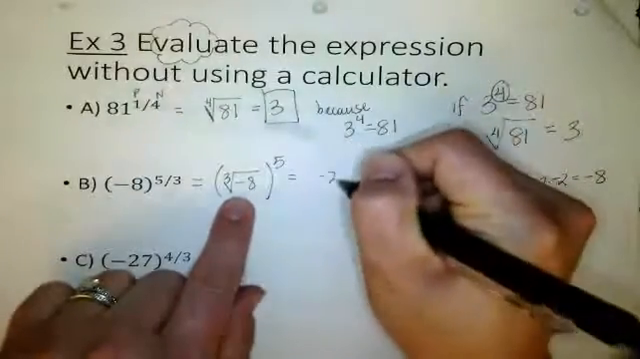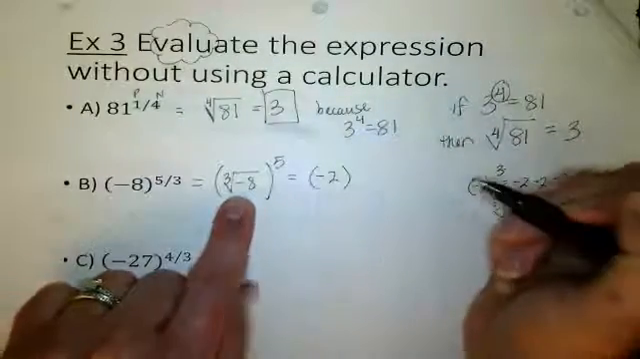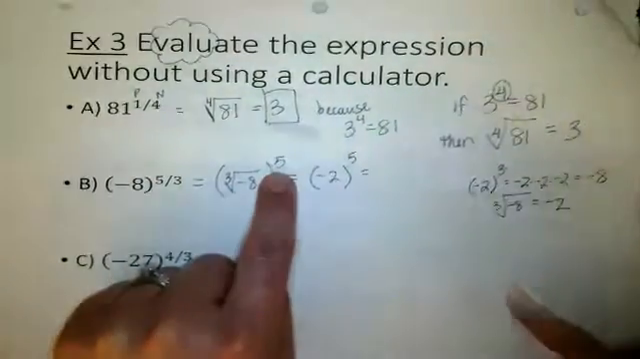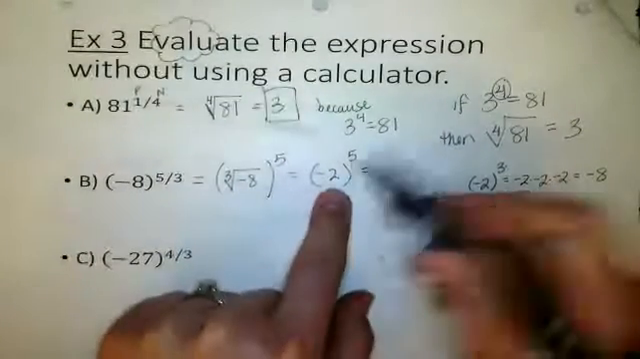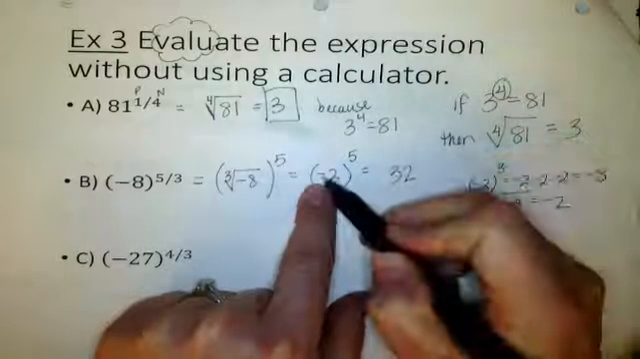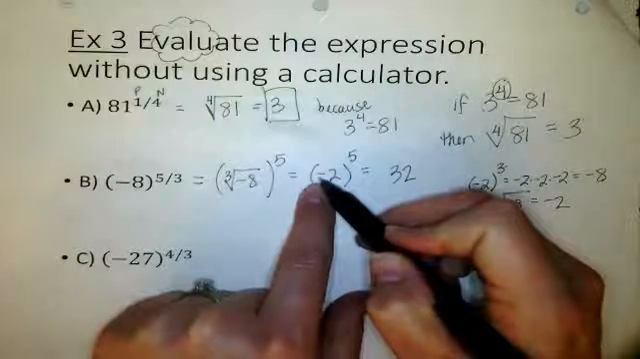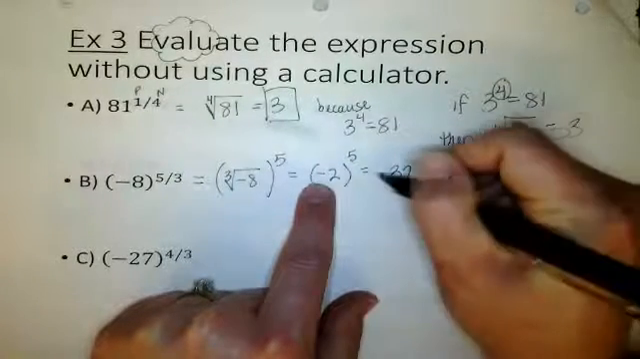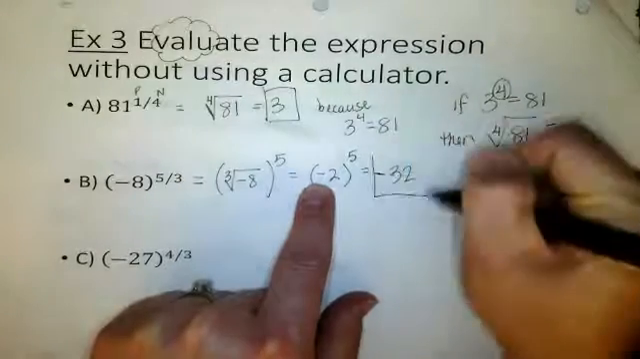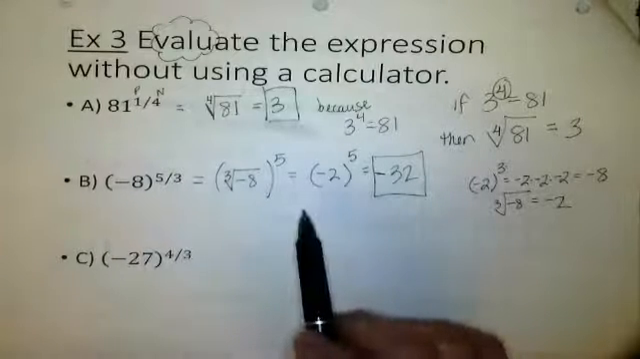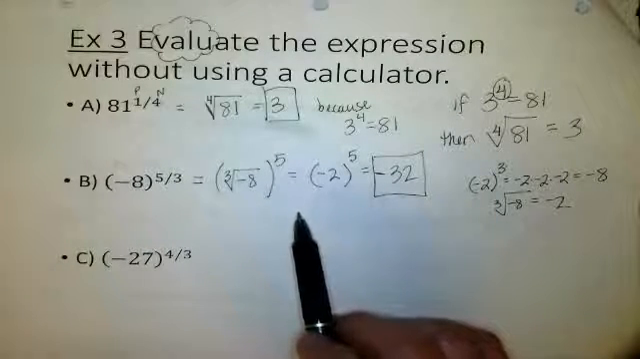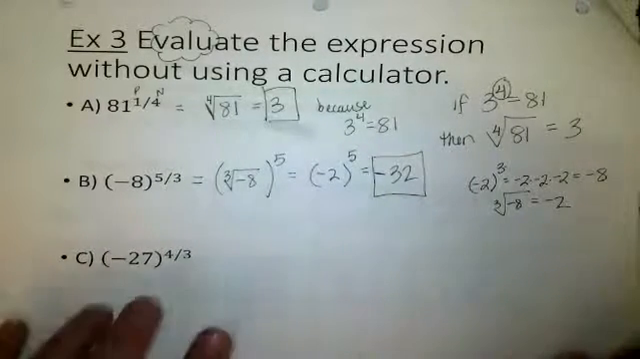So inside here we have a negative 2, and then we're taking that to the 5th power. What is negative 2 to the 5th power? Negative 32. Very good. 2 to the 5th is 32, but we have an odd number of negatives, so we're going to have a negative result. Can you check this on your calculator? Absolutely.